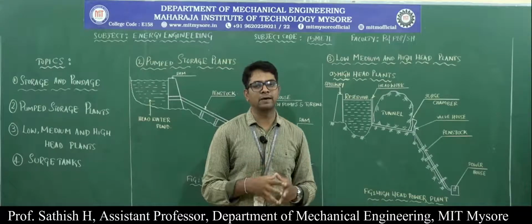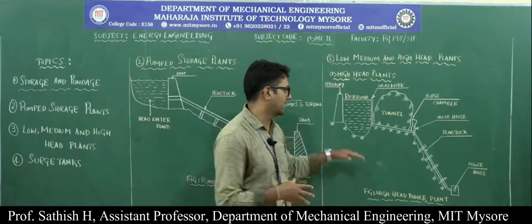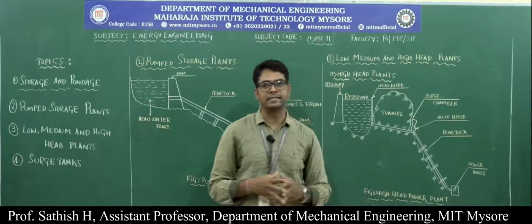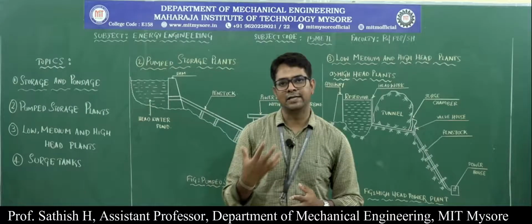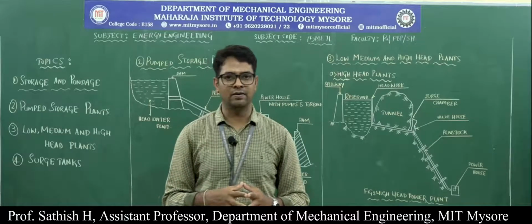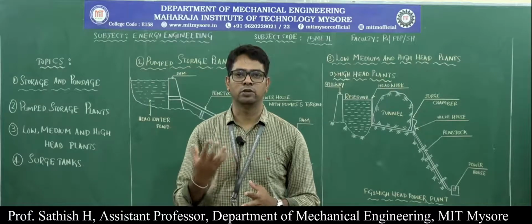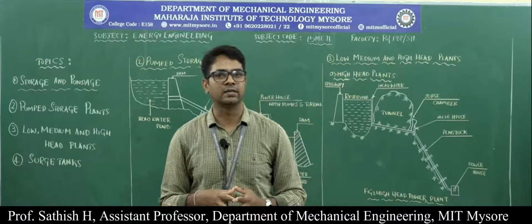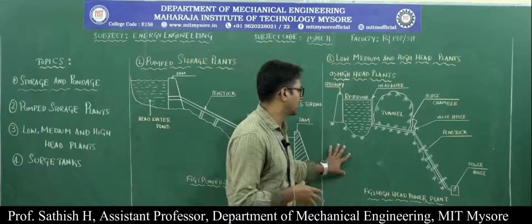The type of turbine that we can use in high head power plants is the Pelton wheel. I repeat, the Pelton wheel turbine is used to generate electricity in the case of high head power plants.